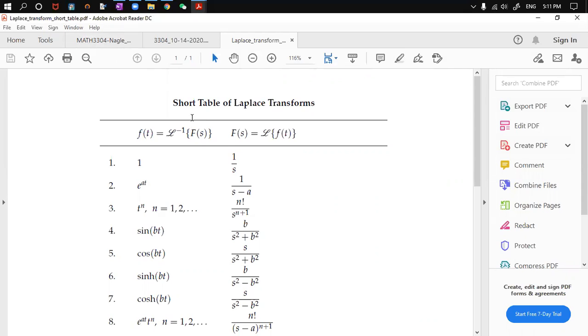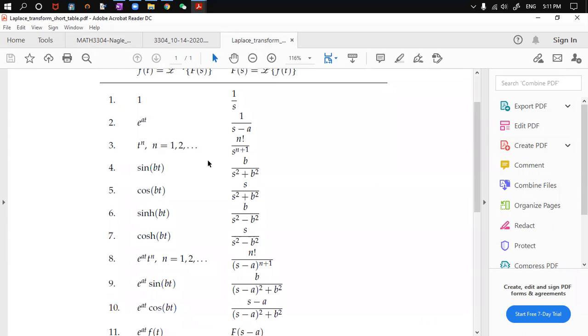You can see that besides the index column, the first column contains the functions small f of t, and the second column contains the capital F of s. So 1 is transformed to 1 over s, as we saw before. e to the power of at, we saw this one. Sine we saw, right? It's just that a is replaced by b. Is that good for everybody?